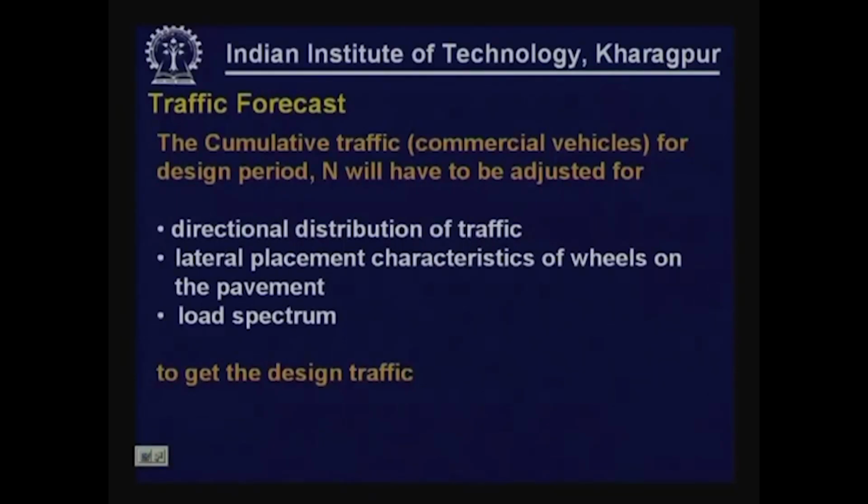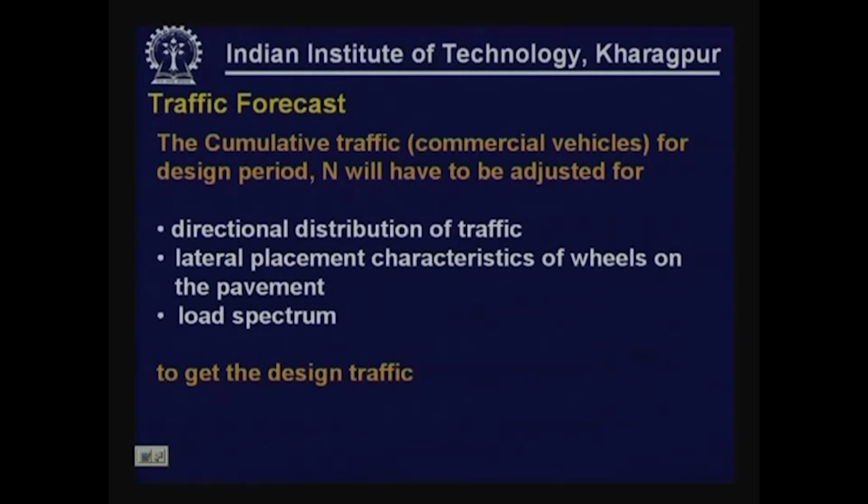It is going to be utilizing maybe 50% of the pavement area. So we need to consider that 60% to be critical. So we have to have some understanding of the directional distribution of traffic. We also have to have some information about how the vehicles are going to be placed across the carriageway width. That means we have to have information on the lateral placement characteristics of these vehicles on the pavement.